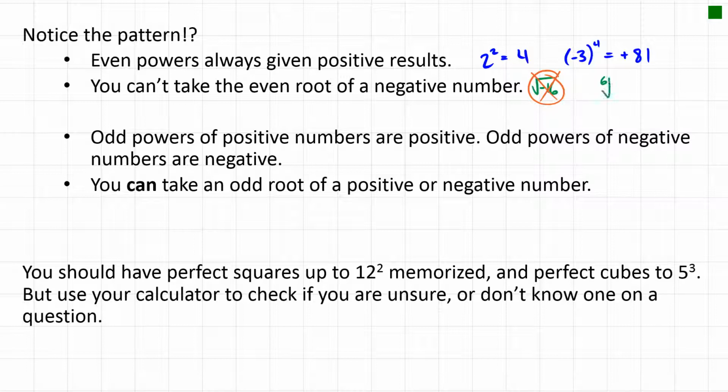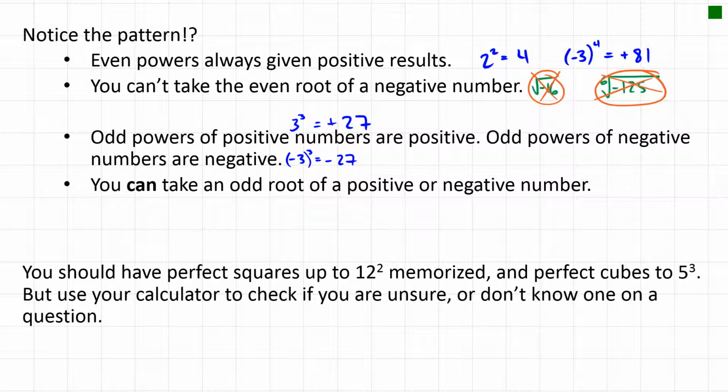Let's go with the sixth root of negative 125. That's also a no-go. You can't take the even root of a negative number, because any number multiplied by itself an even number of times gets you a positive value. With that, odd powers of positive numbers are always positive. For example, 3 to the power of 3, we saw, was positive 27. And odd powers of negative numbers are negative. The example would be negative 3 cubed, which is equal to negative 27, because you'll have that odd negative sign not turning into a positive with another negative sign.